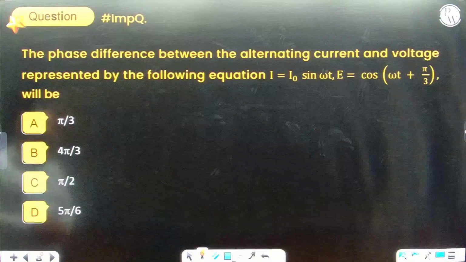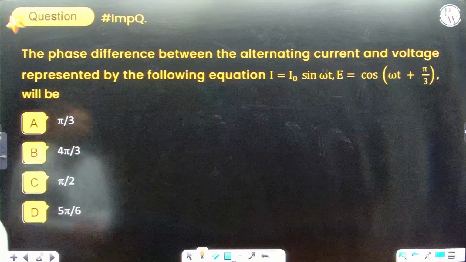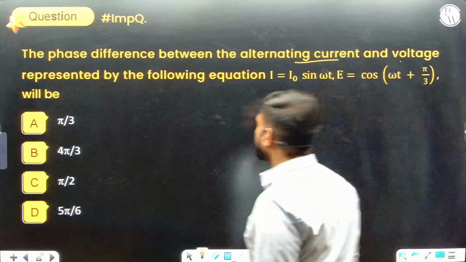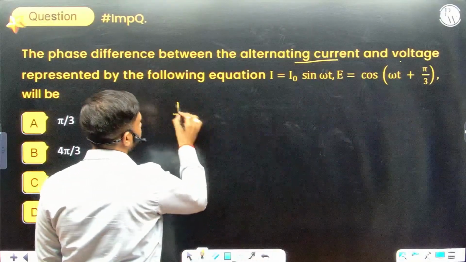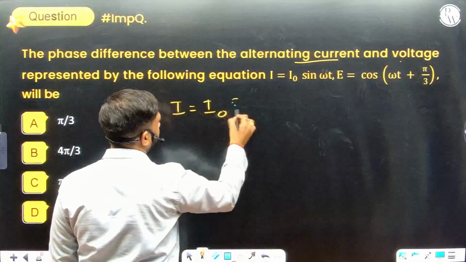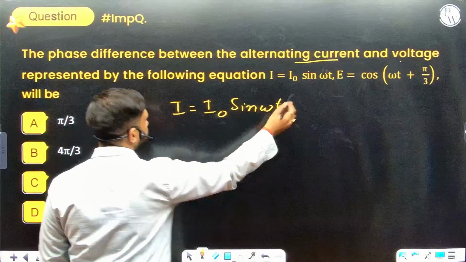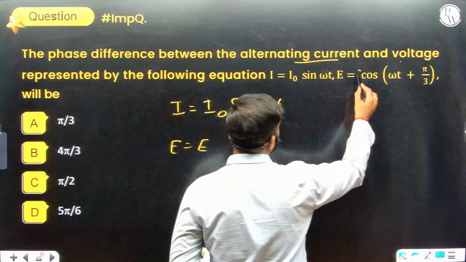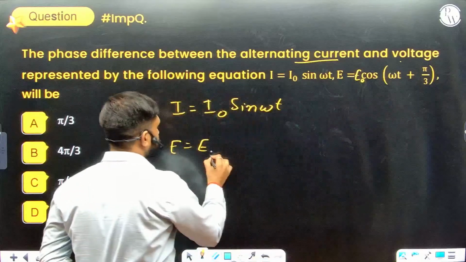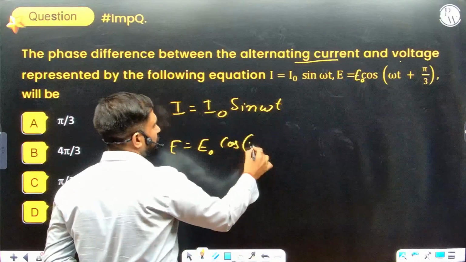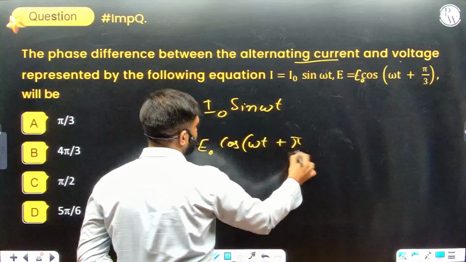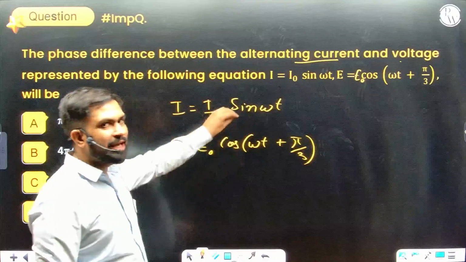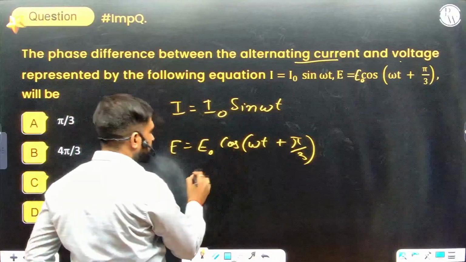Let's check this example. They're asking about the phase difference between the current and the voltage. The current here is represented as sinusoidal, while the voltage is cosinusoidal, E naught cos of something. First of all, convert the cos function to the sine function, or the sine to the cos. Both should be the same type of trigonometric function. Let's convert this to sine.